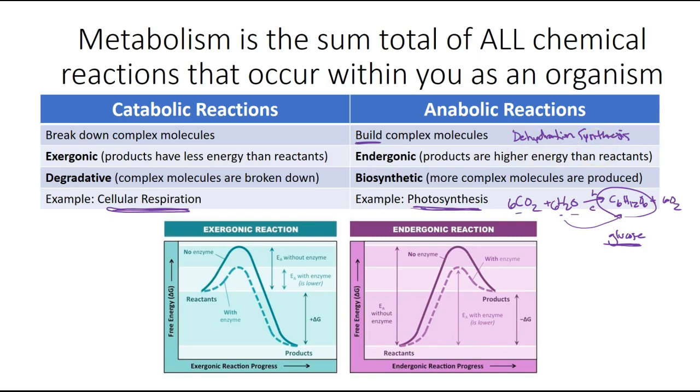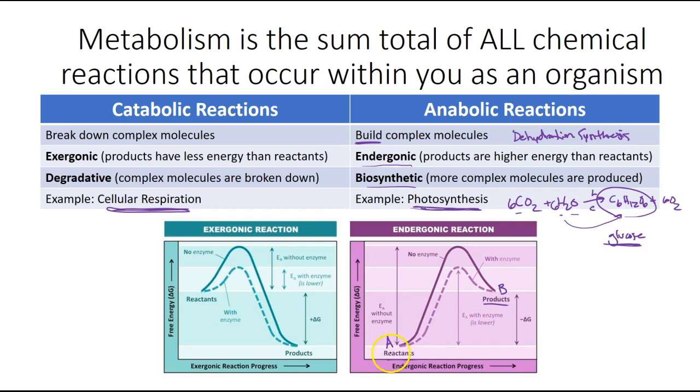Two terms I'd like to introduce you to right now are endergonic and biosynthetic, as they relate to anabolic processes. Endergonic means that your products are higher energy than the reactants. If you look at this graph down here, for the endergonic reaction we have point A and point B. A is the reactants, and B is the products. The y-axis is the amount of free energy, which is the amount of energy associated with that particular point in that reaction.